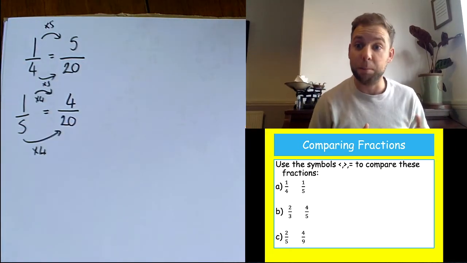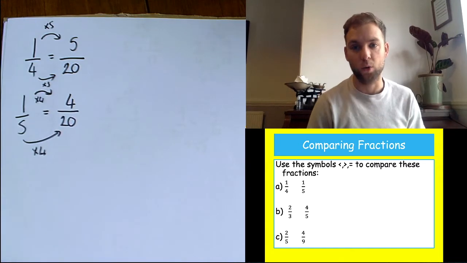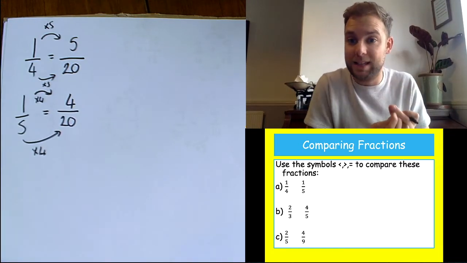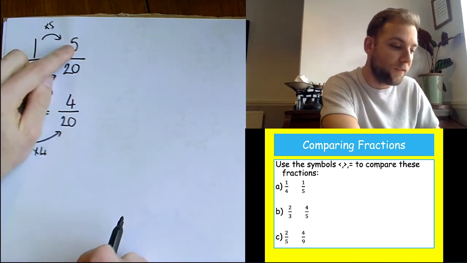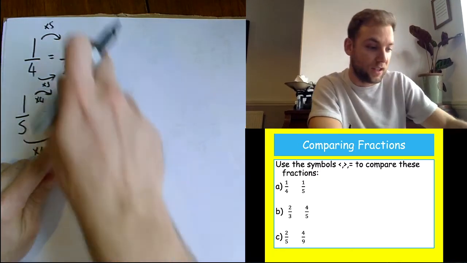So which one of these is bigger? Well, we can clearly see that the quarter is bigger, because now they're both split into 20ths. We can see that we've got 5 20ths and 4 20ths, so this one here is bigger.